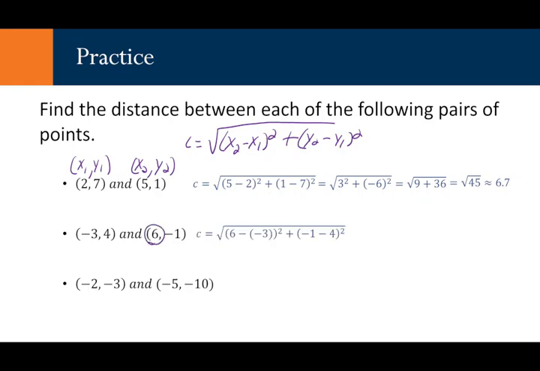Okay, there is x2, and we're going to subtract that one, negative 3. So 6 minus negative 3, all squared. So that's 9. If you think about it, these two numbers are 9 squares apart on a grid. It takes you 6 to get to 0 and 3 more to get to negative 3. And then our y values, negative 1 minus 4, all squared. And these are 5 units apart.